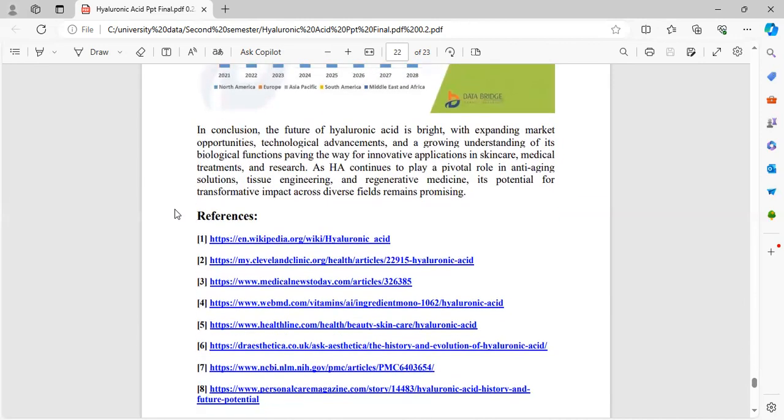In conclusion, the future of hyaluronic acid is bright, with expanding market opportunities, technological advancement, and a growing understanding of its biological functions, paving the way for innovative applications in skincare, medical treatment, and research. As hyaluronic acid continues to play a pivotal role in anti-aging solutions, tissue engineering, and regenerative medicine, its potential for transformative impact across diverse fields remains promising.